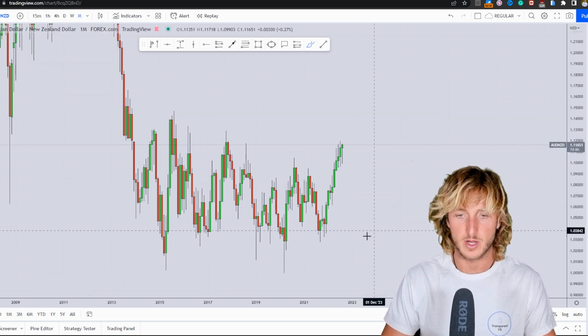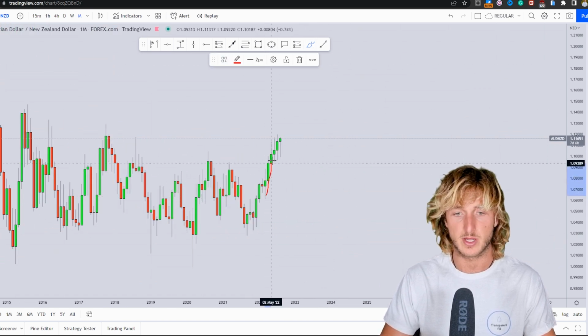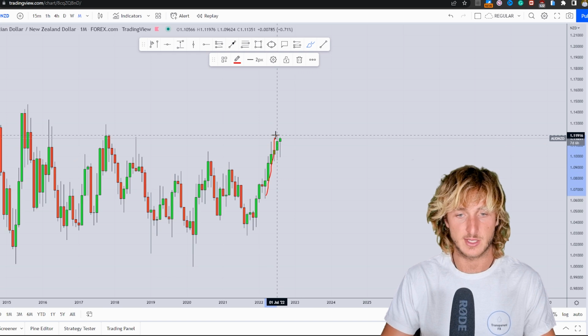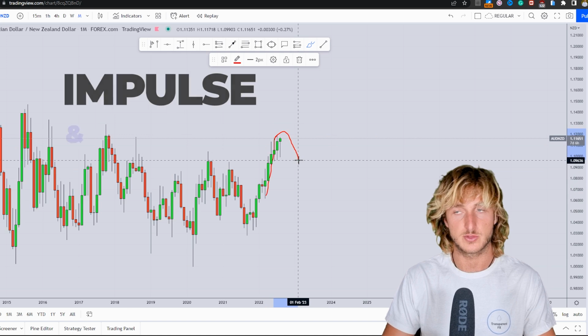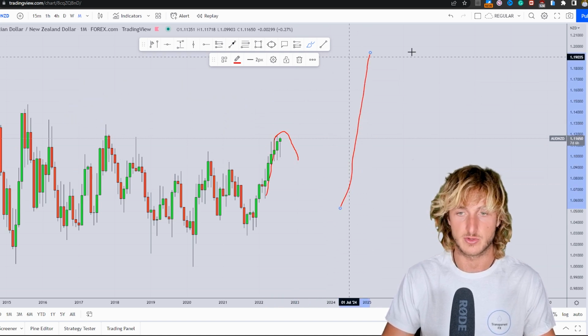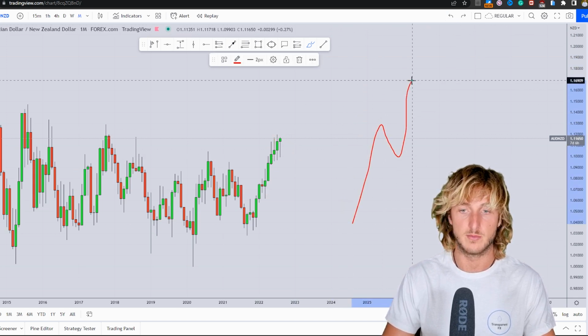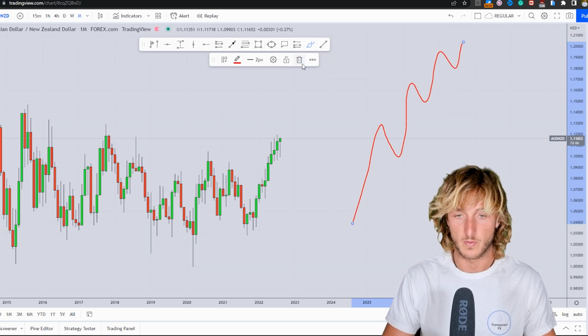We can also see how we are pretty much overextended to the upside at this point, with the market printing a massive impulse to the upside that lasted quite a few months at this point. And after a move like this, we could expect a correction because no market just goes straight up. Every market during the move to the upside will provide most of the times many corrections.